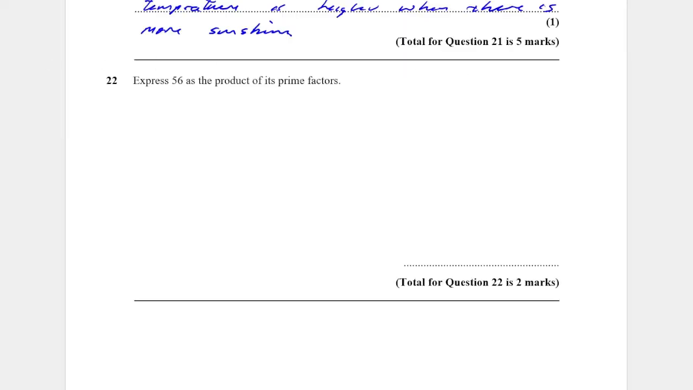Okay, question 22, express 56 as a product of its prime factors. So this is a non-calculator, so we're going to have to use a factor tree. I always pull off my lowest prime number as my first factor. So that's going to be 2 times 28, which is 2 times 14, which is 2 times 7. And then if I'm expressing it as a product of its prime factors, it's going to be 2 times 2 times 2 times 7, which I'm going to write as 2 to the power 3 times 7. And index form or not, both would be absolutely fine.